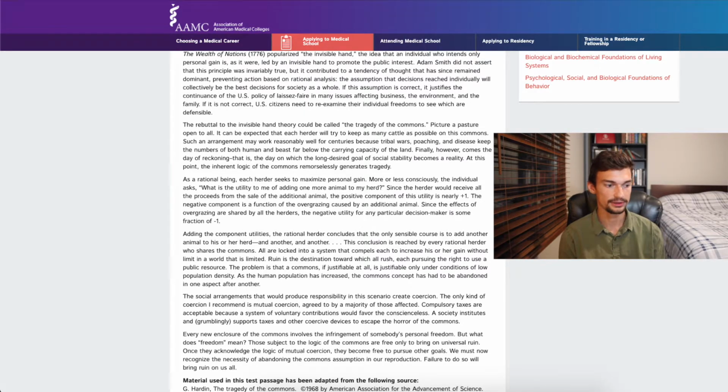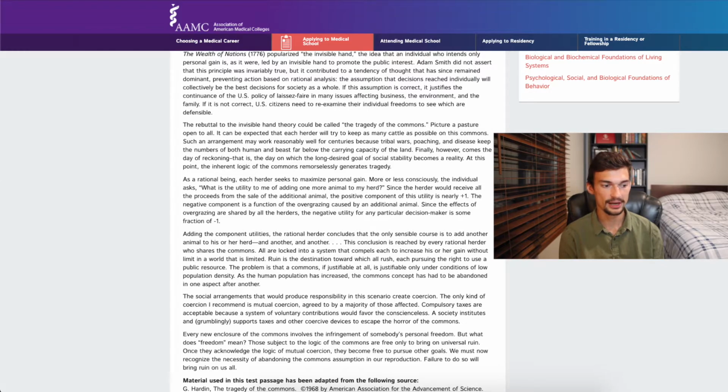Adding the component utilities, the rational herder concludes that the only sensible course is to add another animal and another and another. This conclusion is reached by every rational herder who shares the commons. All are locked into a system that compels each to increase his or her gain without limit in a world that is limited. Ruin is the destination toward which all rush, each pursuing the right to use a public resource. We see that word ruin, which also signals that this author feels negatively about this concept.